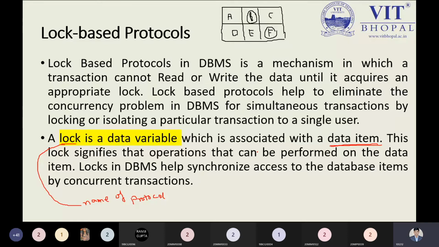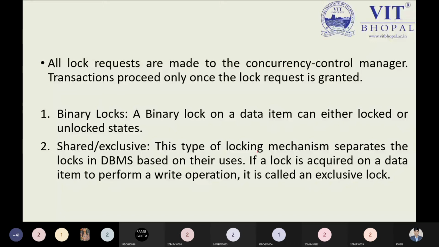Which data item will be applicable to the particular transaction is to be identified by the lock and unlock data variables. So from this point, we have to identify the synchronization between each and every transaction property. Let us understand this concept with the help of other factors as well. The lock requests are made to the concurrency control manager. A transaction proceeds only once the lock request is granted.